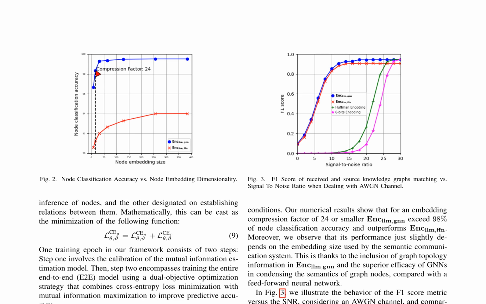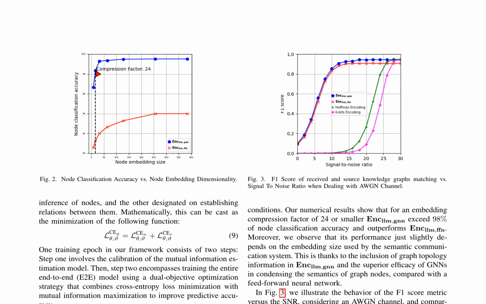A novel framework for graph-based end-to-end wireless semantic communication systems is presented, focusing on node inference and relation establishment. The loss function L_CE is minimized as the sum of two components, L_CE^G, representing node inference loss, and L_CE^R, representing relation loss. Each training epoch consists of two steps. First, calibrating the mutual information estimation model, and second, training the end-to-end model using a dual objective optimization strategy that combines cross-entropy loss minimization with mutual information maximization to improve predictive accuracy.